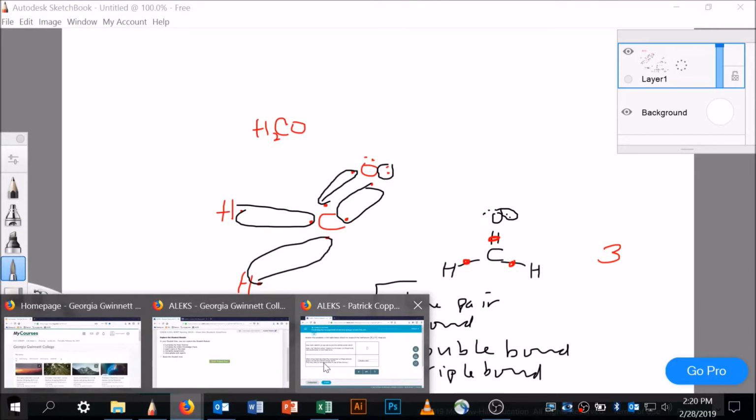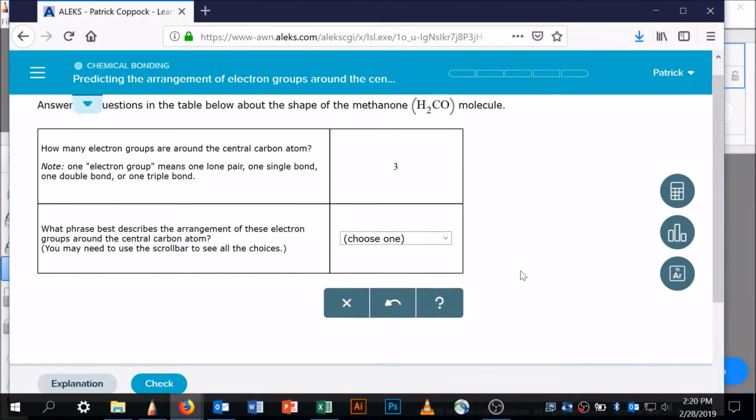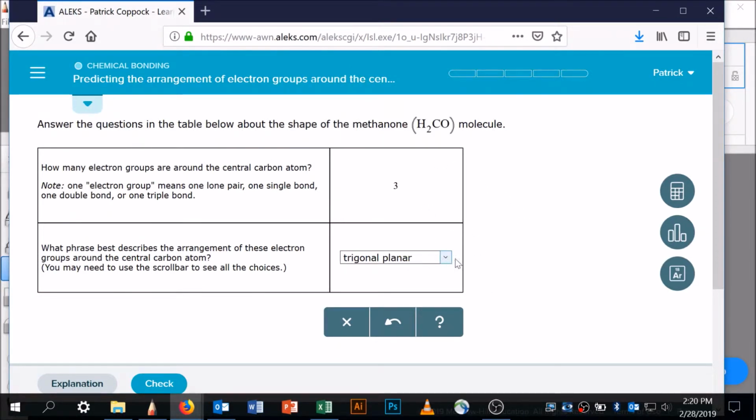So let's go back over here, and we're going to say there's how many electron groups are on the central atom? Remember, an electron group means a lone pair, a single bond, a double bond, or a triple bond. Let's go here and let's say 3. Now, if we have 3 electron groups, what phrase best describes the arrangement of these electron groups around the central atom? And it turns out that that is trigonal planar. Okay, and I know that because I memorized it.